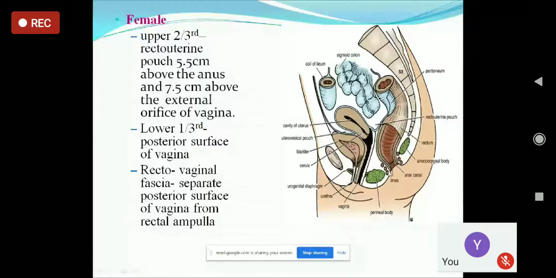So similarly in the lower one-third, look at it. This is the lower one-third, and it consists of this is the uterus, this is the cervix, this is the vagina. So what you are getting is the posterior surface of the vagina and the rectovaginal fascia. This rectovaginal fascia separates the posterior surface of the vagina from the rectal ampulla. So this is the rectal ampulla, this is the posterior surface of the vagina, and this rectovaginal fascia will separate them. Okay, are you clear?